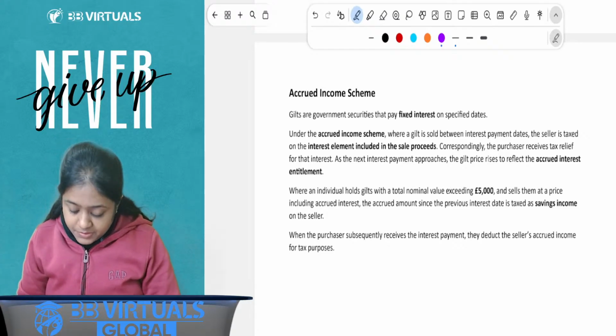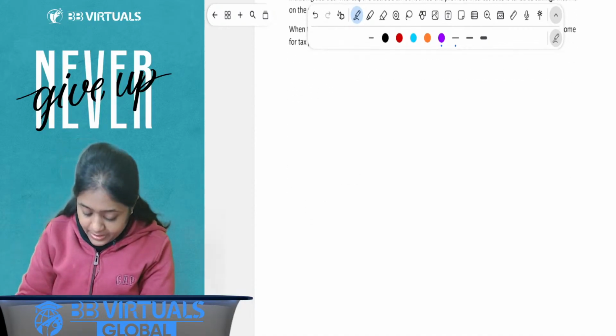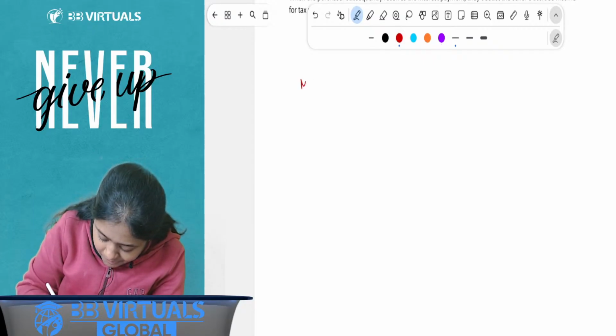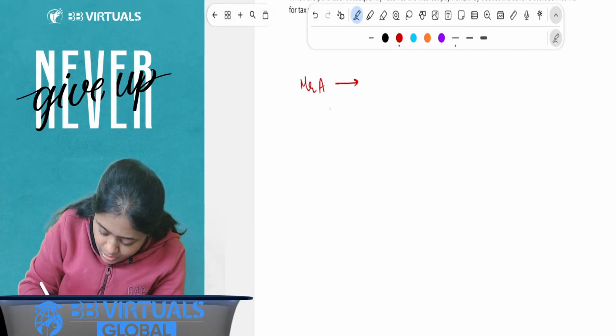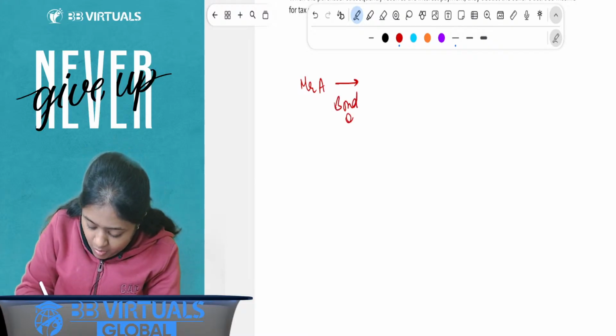Okay, the accrued income scheme is what I'm going to discuss. Now first let me give you a background. So what happens here? There is Mr. A. He got a bond, which is, I can say, a gilt.